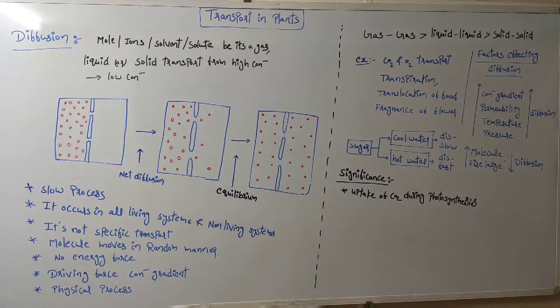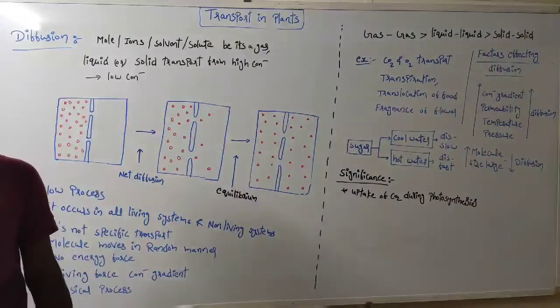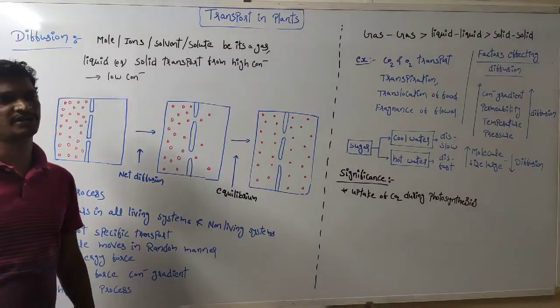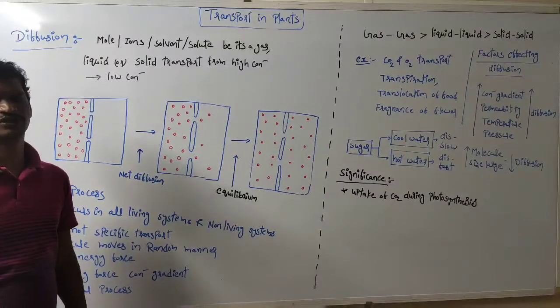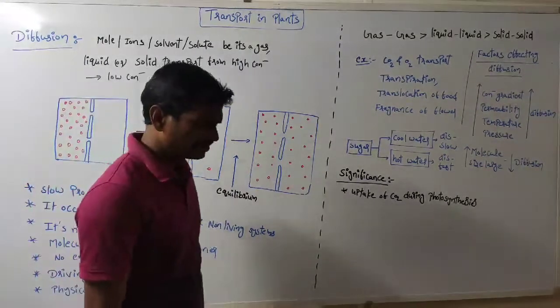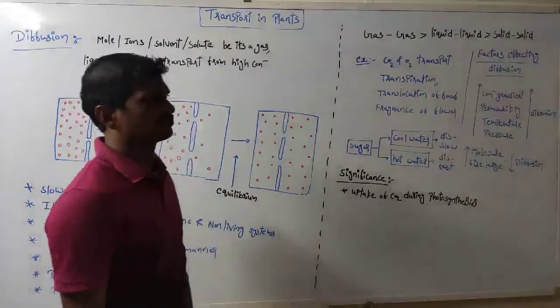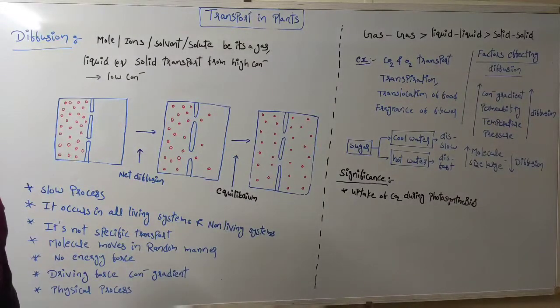Coming to the next one, an individual discussion regarding the transport and the different types of transportation mechanisms. Here, the very first one, we discuss the short distance transport. In that, the very first type of transportation is diffusion. See here, diffusion transports ions, solvent molecules, or solid molecules.